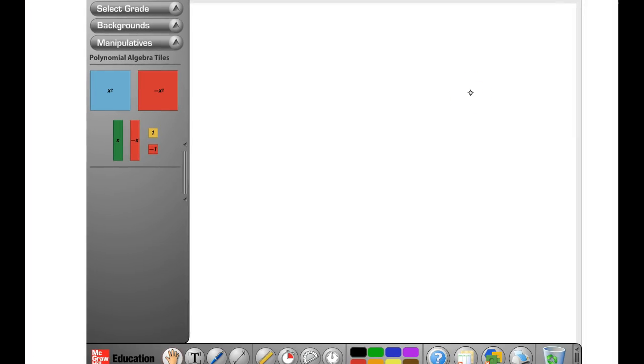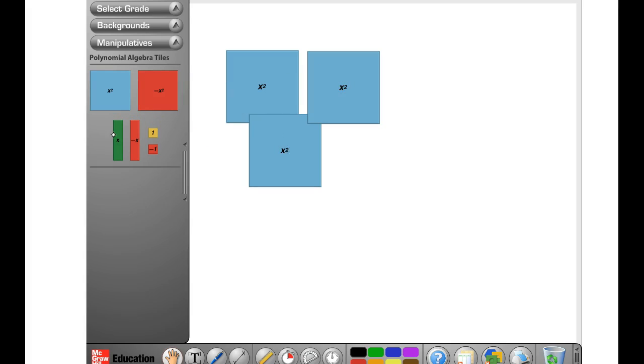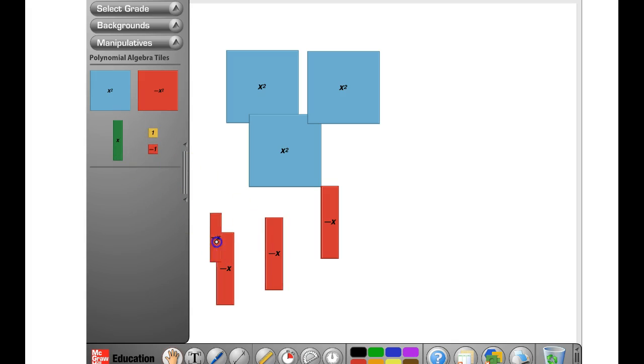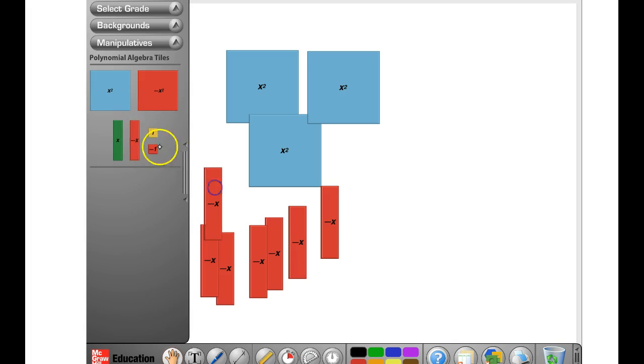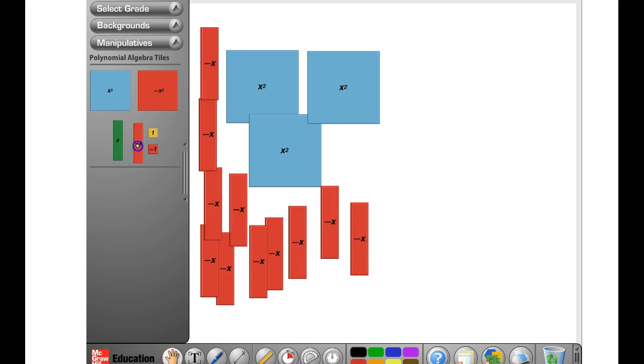It says that I have 3x squared minus 12x plus 7. So I'm going to start by just pulling those out. 3 x squareds, I want 12 of these x tiles, and then I want 7 ones.